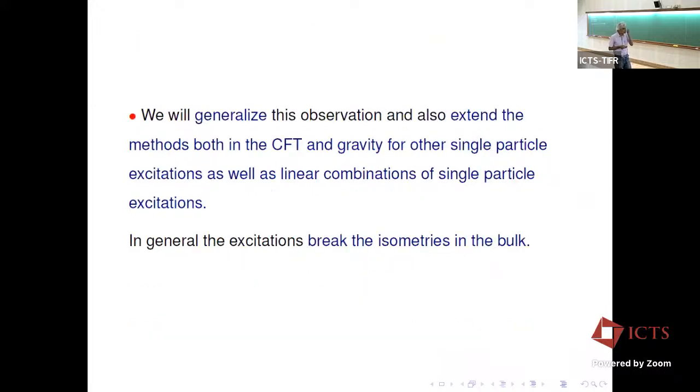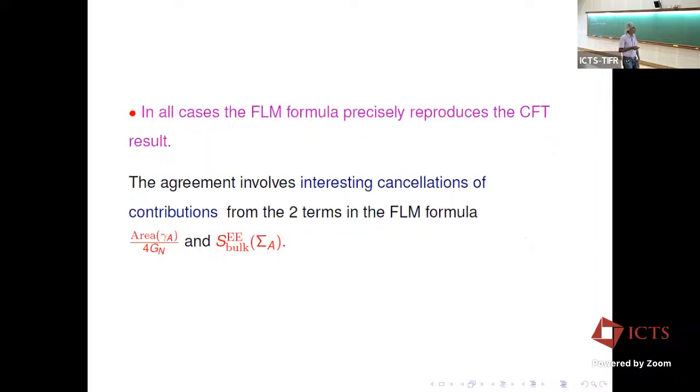What we will do here is basically generalize this observation and extend these methods, both in CFT and in the bulk, to other single particle states, as well as linear combinations of single particle excitations. In general, all these excitations break the isometries. And in all the cases, just anticipating the answer, which makes it not as interesting, the FLM formula precisely reproduces the CFT result. And the agreement actually involves interesting cancellations between the two terms.